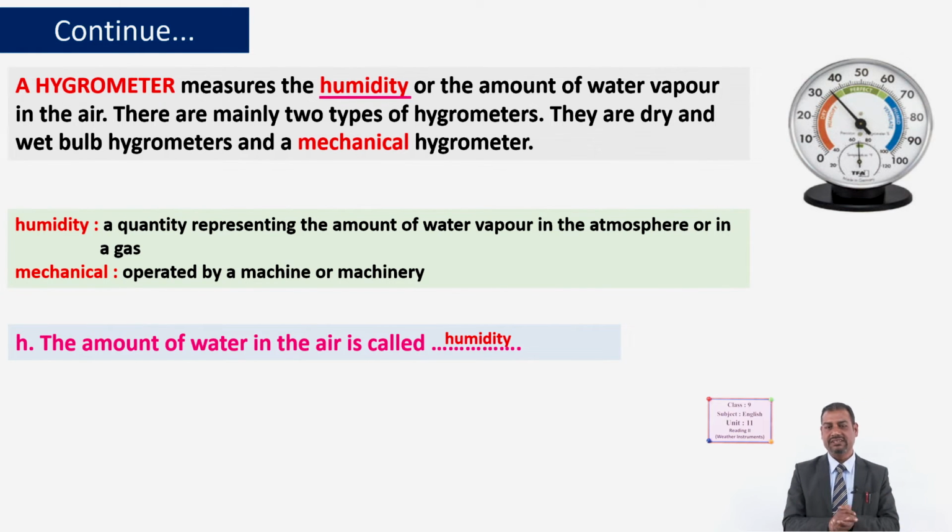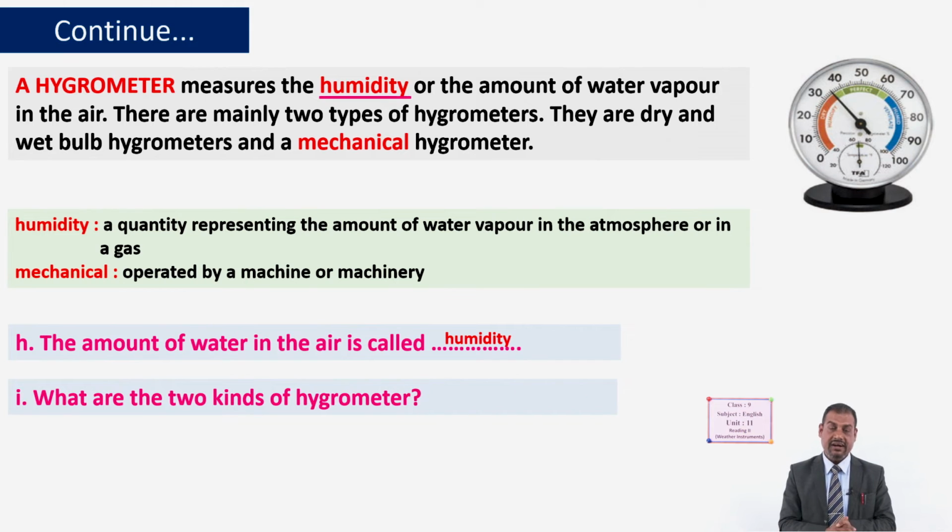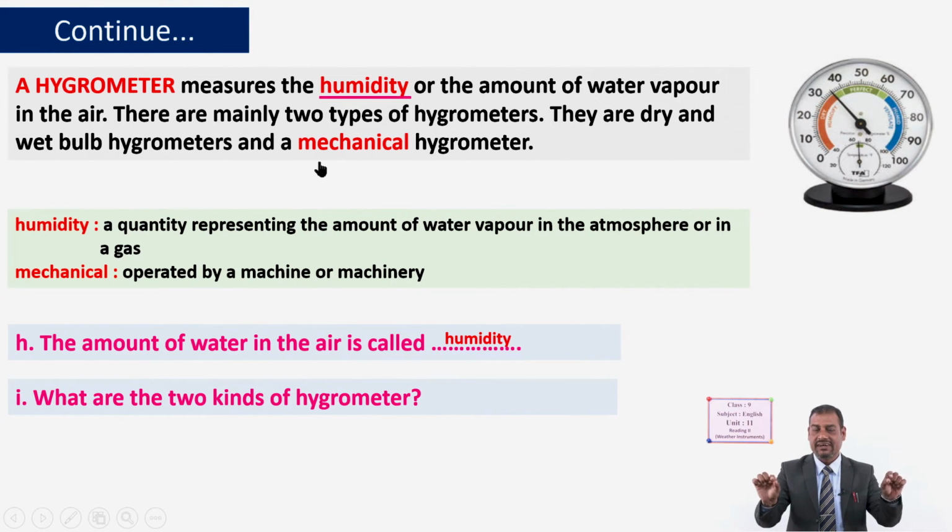Humidity, humidity. Then again another question. Answer the following question, which I have picked from there. So what are the two kinds, two types of hygrometer? All of you find it out. You can find it in this paragraph. It's a short paragraph and it's easy for you to find the information.